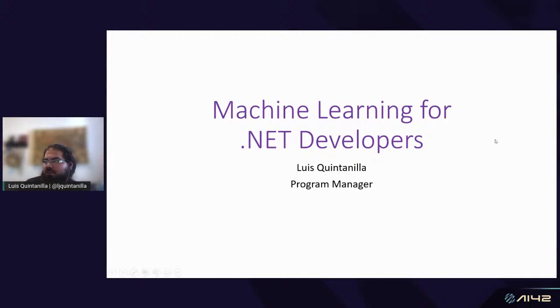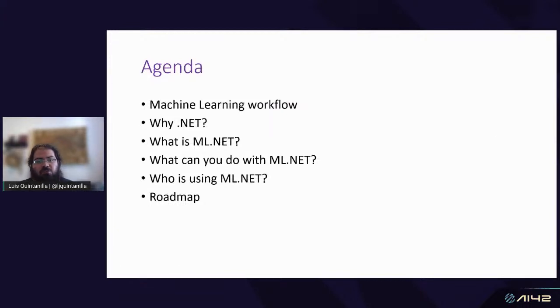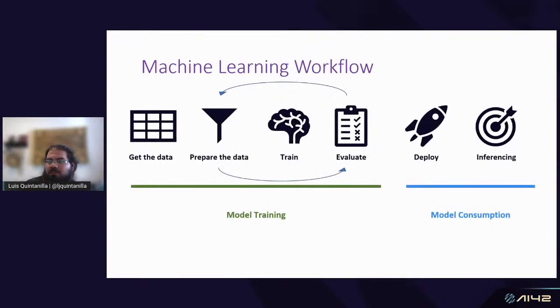Let me get into some of the things that I'll be talking to you about. I'll start off with the machine learning workflow, the relatively standard process that most folks go through when building machine learning applications. Then I'll talk about why .NET. Often folks make the connection that machine learning is Python only or maybe R only. I'll show you that .NET is a really great alternative for building machine learning applications and applications in general. I'll tell you about what ML.NET is, things you can do with it, who's using it, and last but not least, I'll show you the roadmap. In between, I'll also show you a few demos of ML.NET in action. So with that, let's get started.